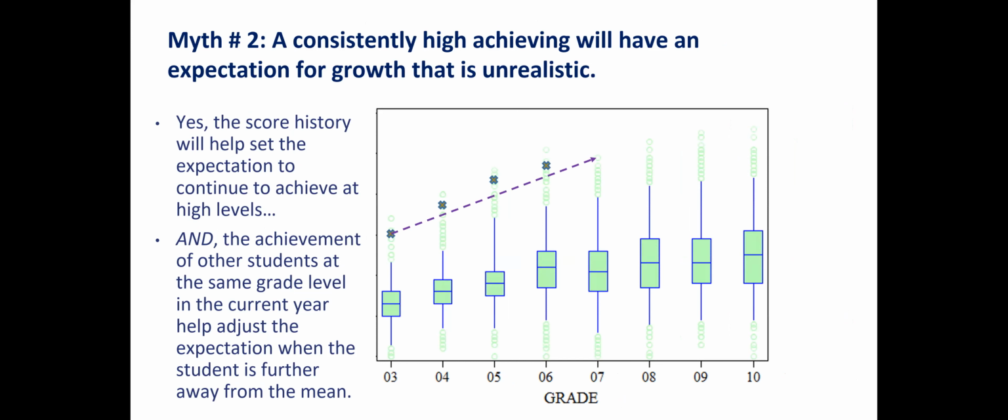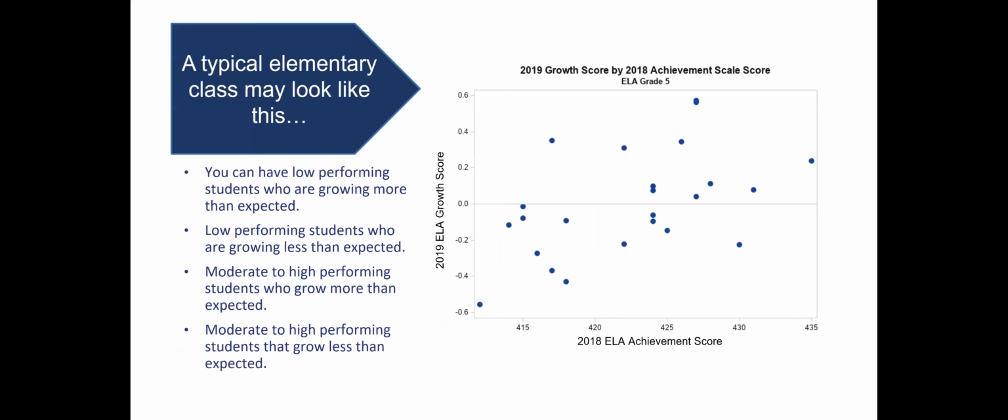That's this. And the achievement of other students at the grade level in the current year helps to adjust the expectation when the student is further away from the rest of the population. So look at grade 6 and grade 7 here. Look at the box plot. That's the distribution of scores, the achievement scores for students. And the fact is that in this particular case, from grade 6 to grade 7, students in the state don't actually improve. The average actually drops a little bit. And so that actually helps to pull the expectation down. Plus the fact that this student is so far away from the average helps to pull the student's expectation down a little bit, which actually makes it a little bit more realistic.